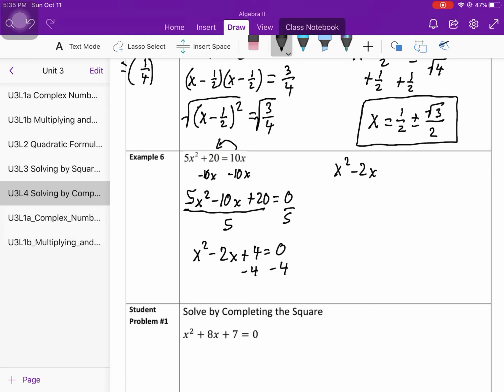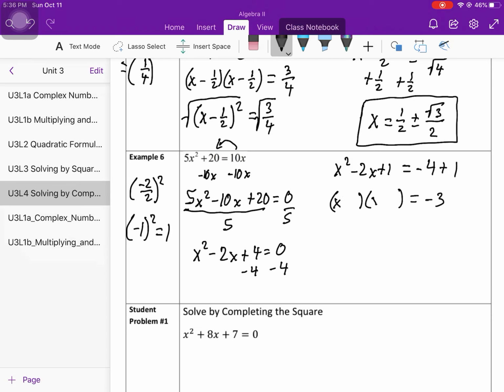Now we have x squared minus 2x, leave a little bit of space so I can complete the square, equals -4. My b value is -2, so I got to divide that by 2 and square it. I get -1 squared, which equals 1. So I add 1 to both sides. Now I need to rewrite this. I get -3, -4 plus 1.